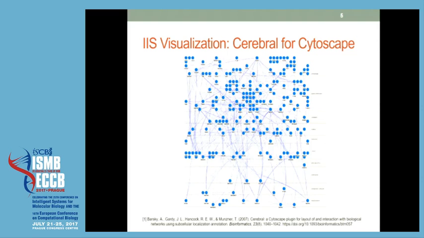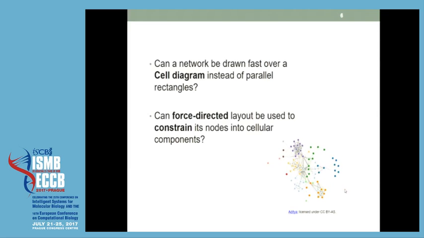The Integrated Interactome System, on the other hand, does not have an integrated visualization tool, but it specifies more detailed cellular components, such as the organelles. So when we have a lot of organelles, we have a more complex structure, because the parallel rectangles are not always well positioned. So we asked ourselves if it would be possible to create a more constant cell diagram and draw the network over it, also using a dynamic network layout.